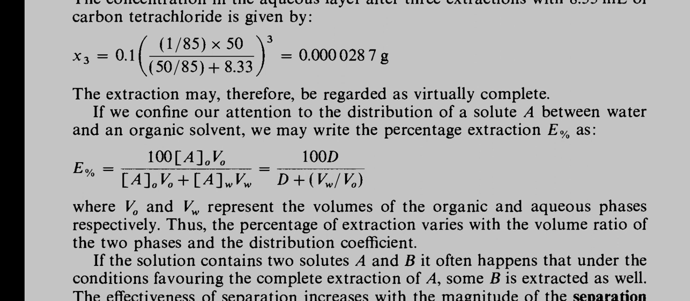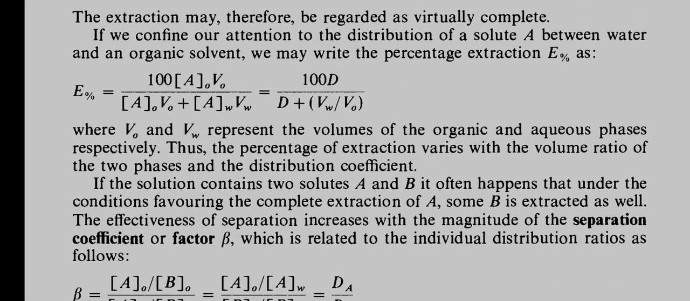If we confine our attention to the distribution of a solute A between water and an organic solvent, we may write the percentage extraction E percent as A percent equal to 100 times concentration of A in organic phase times V naught divided by (concentration of A in organic phase times V naught plus concentration of A in water times VW), equal to 100 divided by [D plus VW divided by V naught] where V naught and VW represent the volume of the organic and aqueous phase respectively. Thus, the percentage of extraction varies with the volume ratio of the two phases and the distribution coefficient.